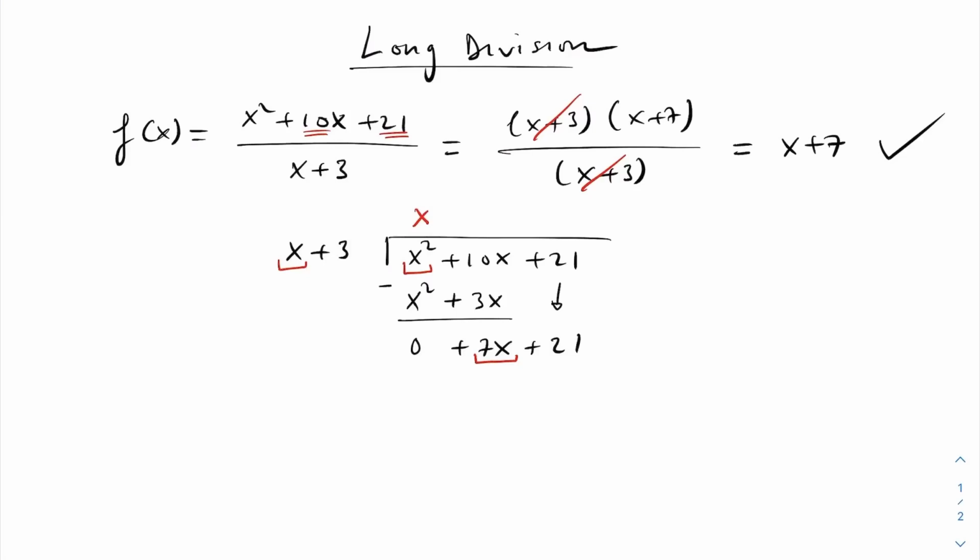So we're going to divide 7x by x, and that's going to give us 7. So we're going to add it up here and have a 7. And so we're going to repeat everything. We're going to take 7 and multiply by the denominator to bring it down here.